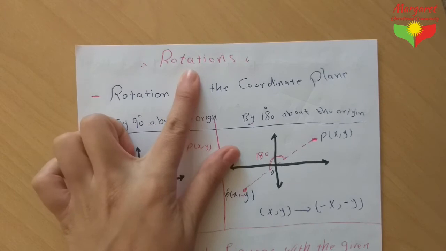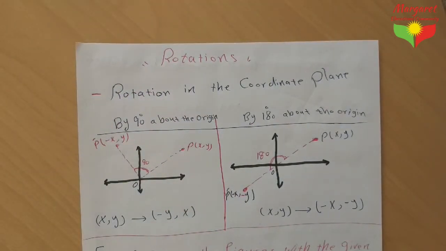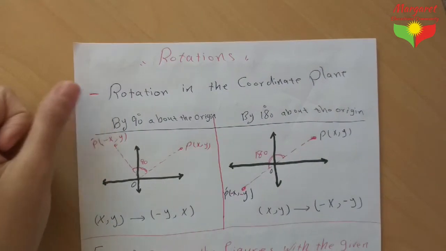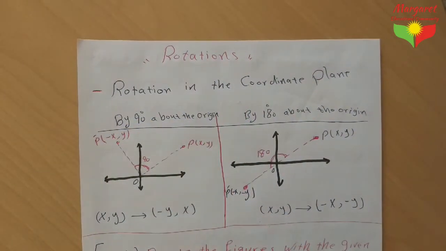Now we have a new subject. It's called rotations. And to explain the subject we have this important rule: rotation in the coordinate plane. We have two kinds, or two types, of different rotation in the coordinate plane.